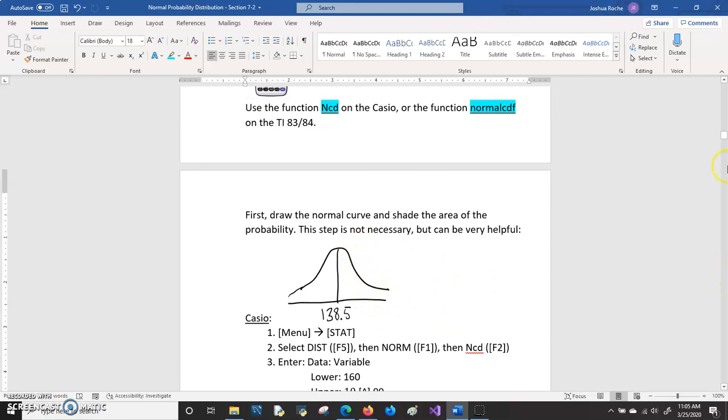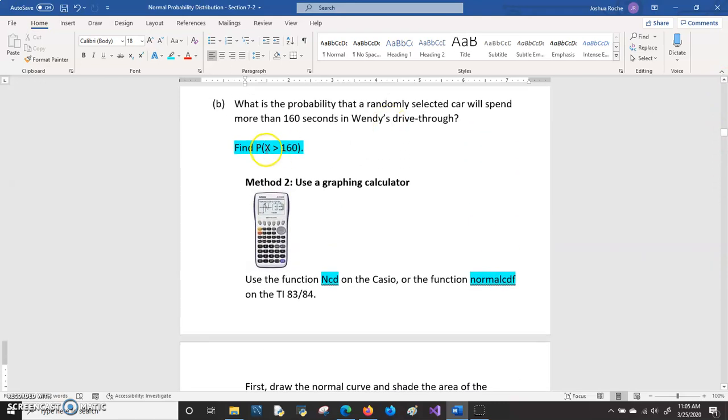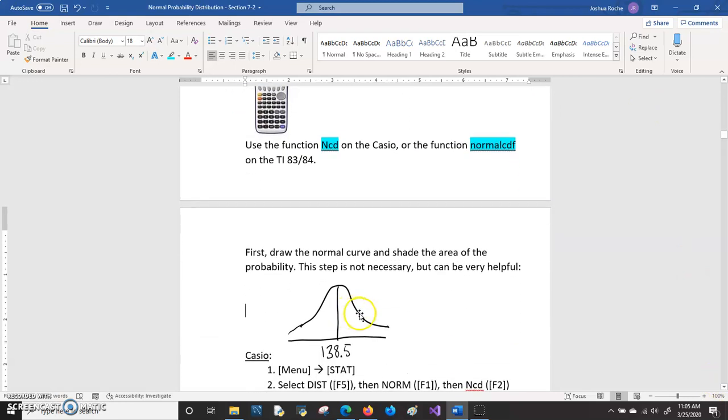And 160, we want to find the chances that x is more than 160. 160 is going to be somewhere up here. So that shaded part, it's going to be the answer to this probability.